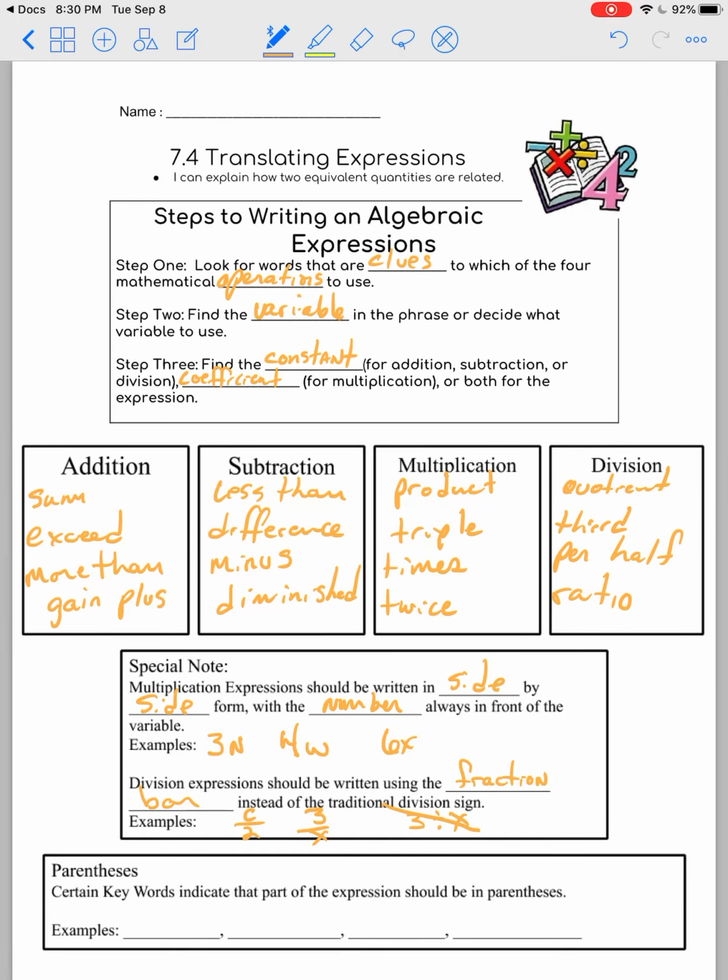Parentheses. Certain keywords indicate that part of the expression should be in the parentheses. Some of these are like quantity. Words that indicate an answer like sum, product, difference, quotient.